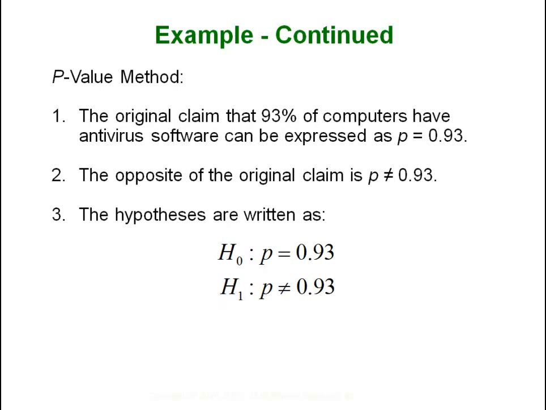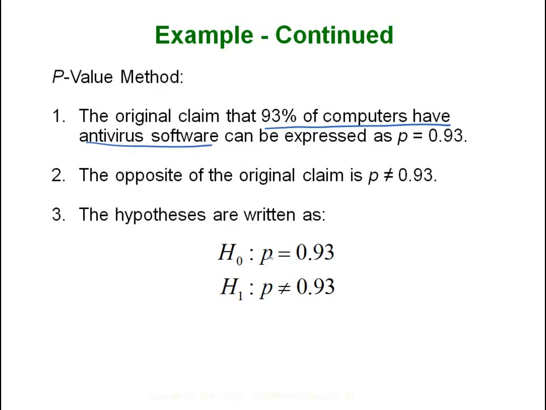So we can move on to our first step, which is to create our hypotheses, to write our hypotheses. And again, you'll notice that they're not p-hats because we're not hypothesizing about what happened in our sample. We're hypothesizing about what happens in the population. The claim is, right, the original claim is that 93% of computers have antivirus software.